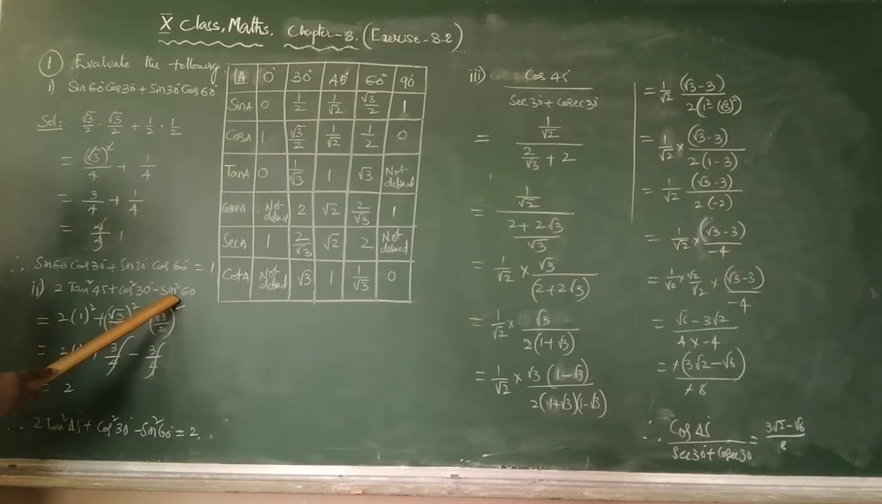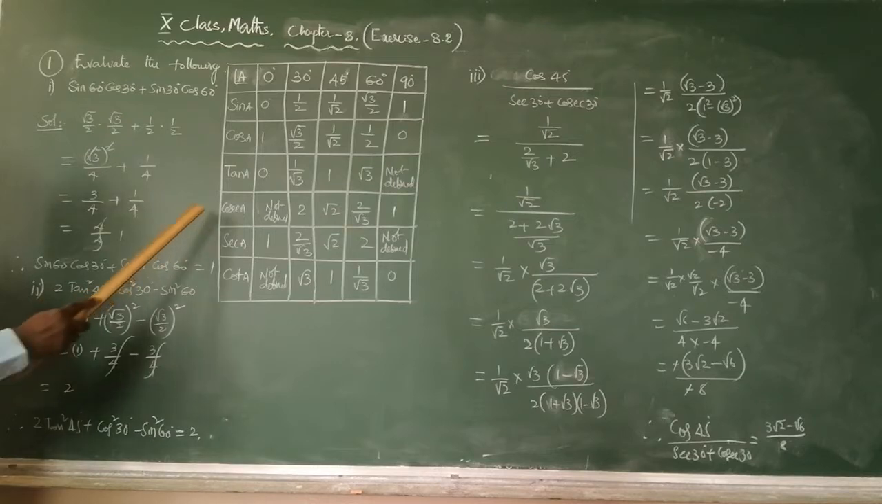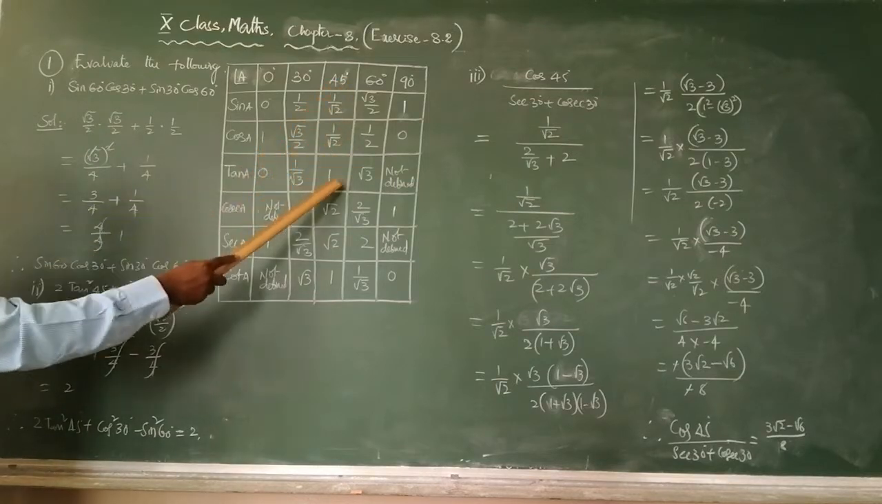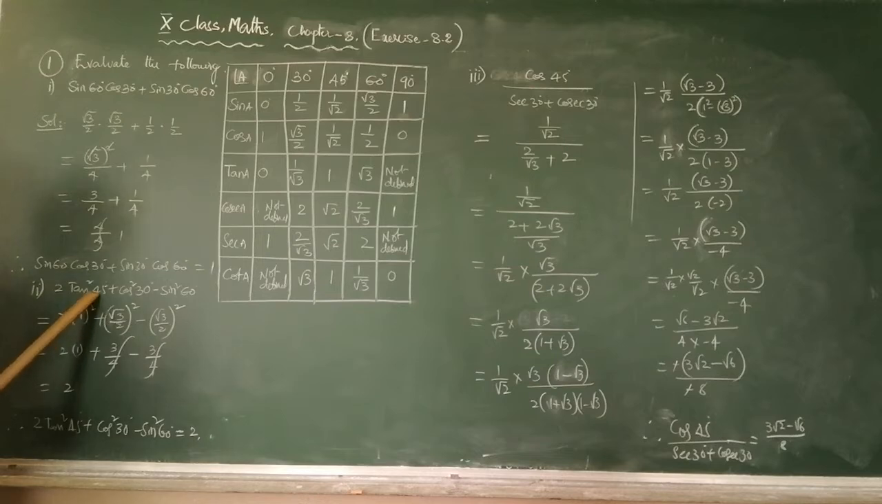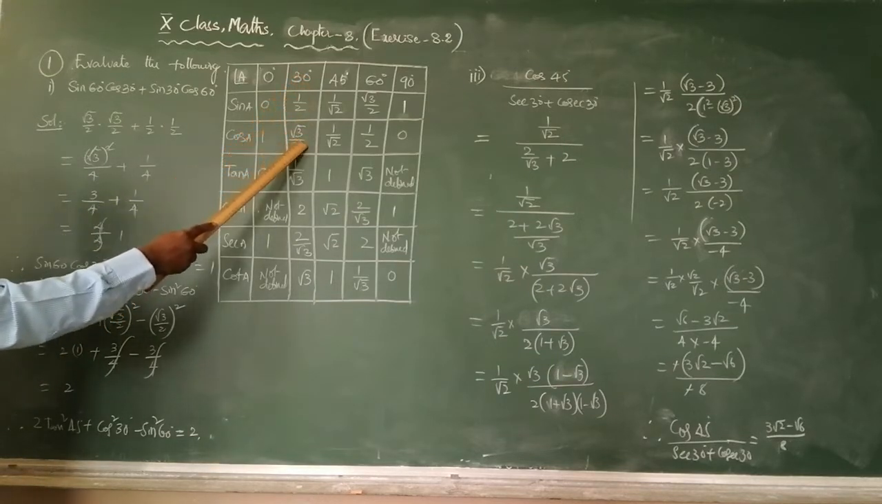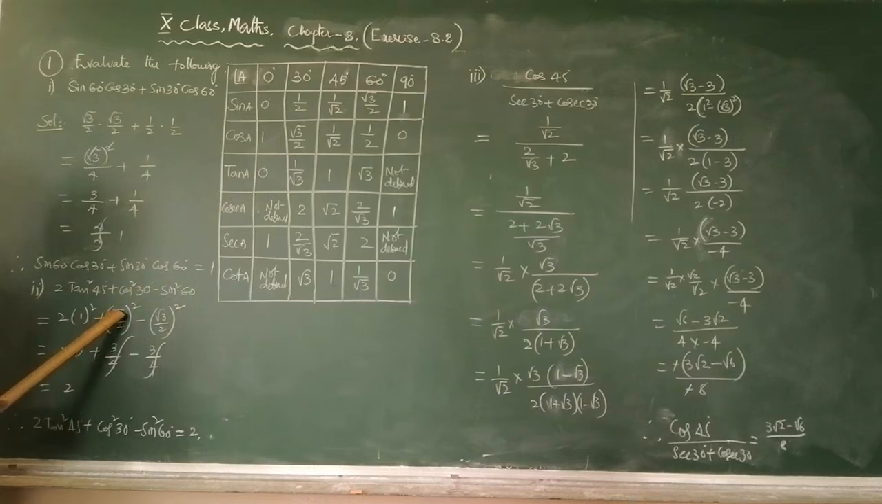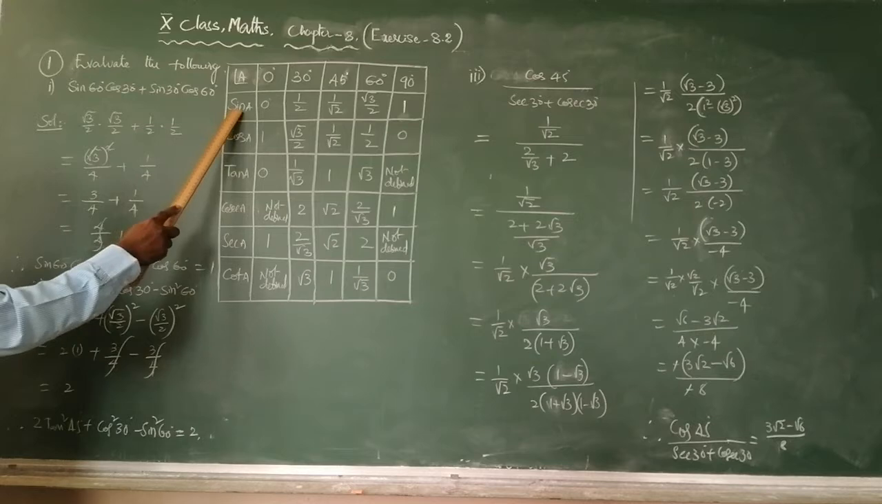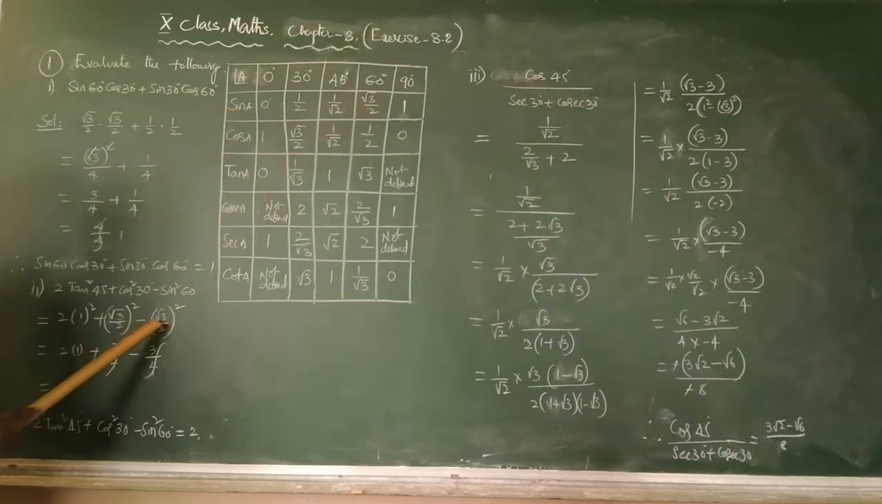When we come to the second problem: 2 tan square 45 degrees plus cos square 30 degrees minus sin square 60 degrees. 2 into tan 45 degrees squared. Tan 45 degrees is 1, so 1 square, plus cos 30 degrees. Cos 30 degrees is root 3 by 2, whole square, minus sin 60 value. Sin 60 value is root 3 by 2, whole square.